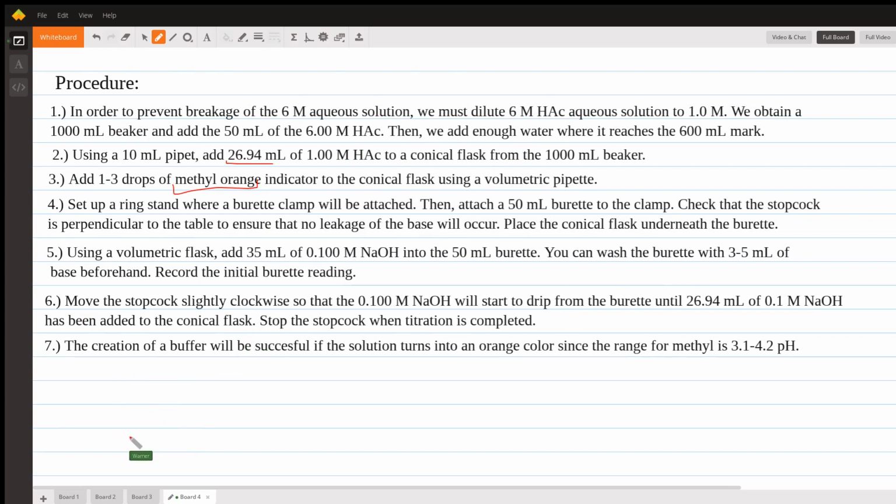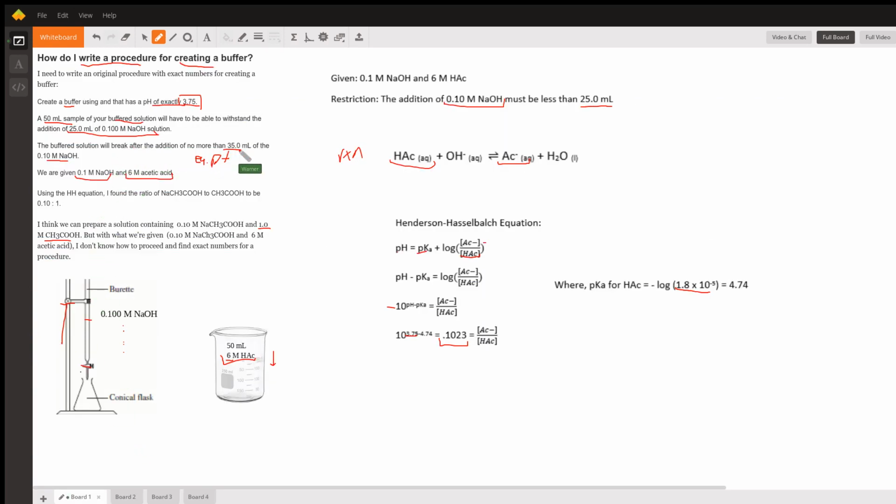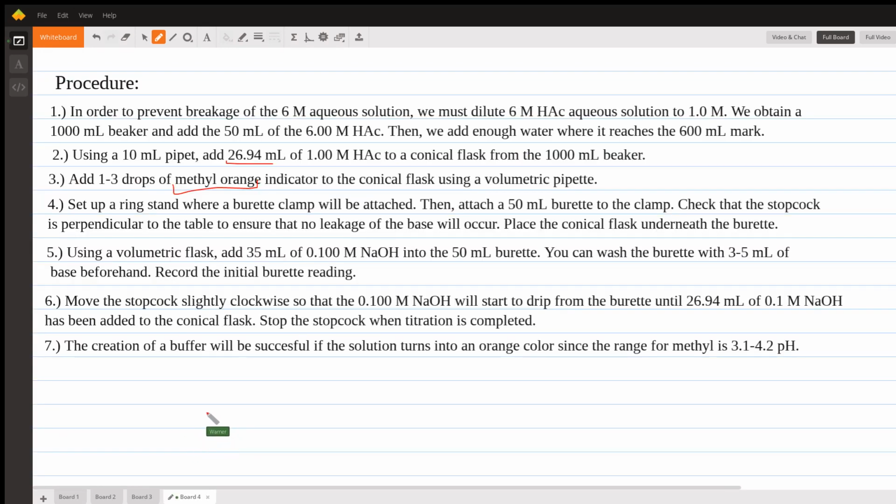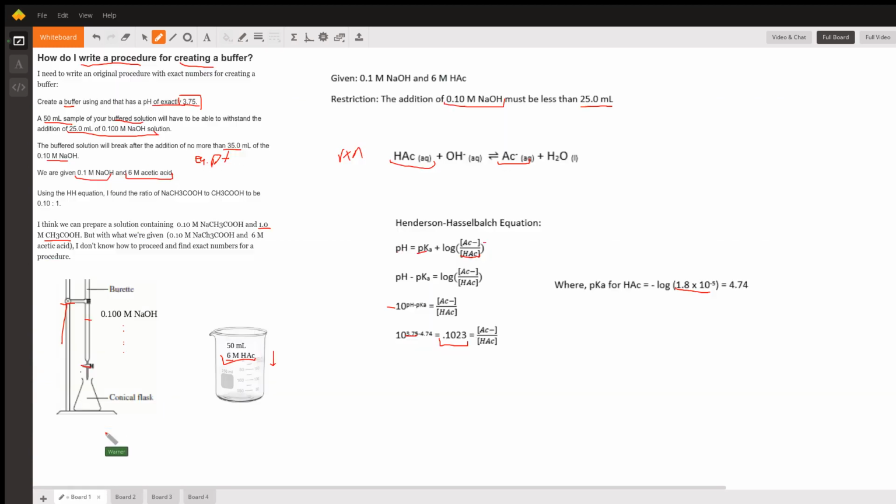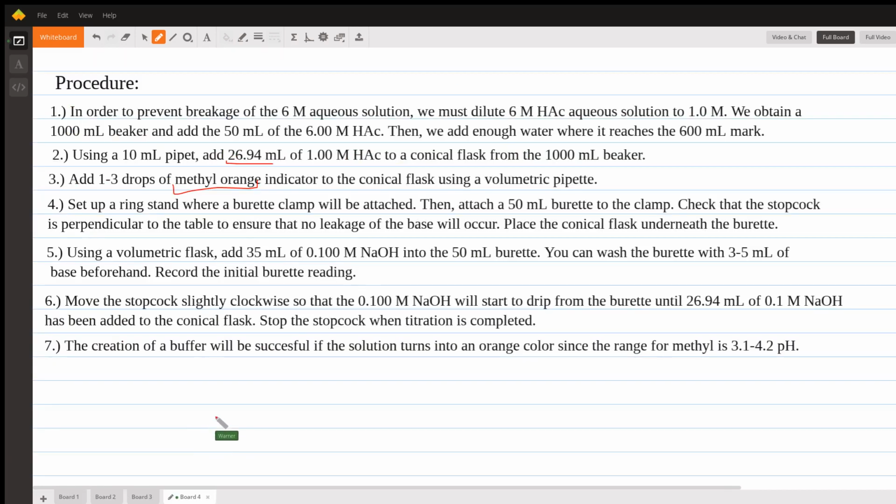Using a volumetric flask, we add the 35 milliliters of the 0.1 molarity NaOH to the burette. We record the initial burette reading. Someone needs to pay attention to the marks on the burette because we have to be accurate in adding the 26.94 milliliters of the 0.1 molarity of NaOH.